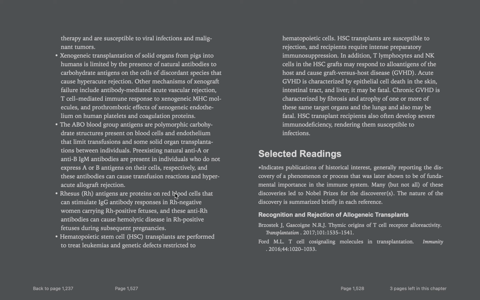Pre-existing natural anti-A or anti-B IgM antibodies are present in individuals who do not express A or B antigens on their cells, respectively, and these antibodies can cause transfusion reactions and hyperacute allograft rejection. Rhesus antigens are proteins on red blood cells that can stimulate an IgG antibody response in Rh negative women carrying an Rh positive fetus, and these anti-Rh antibodies can cause hemolytic disease in the Rh positive fetus during subsequent pregnancies.